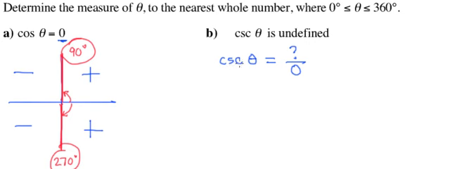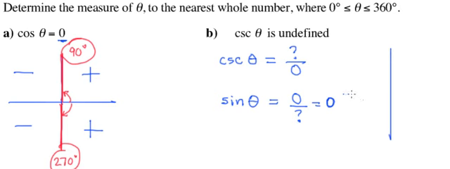Cosecant is not my friend, but if I do its reciprocal, it becomes sine theta. And the reciprocal of this right side becomes 0 over some number. We don't care what it is. Well, 0 over some number is just plain old 0. We can handle that. Sine theta is 0. That happens in two different places. Suddenly, this is a lot like example A.